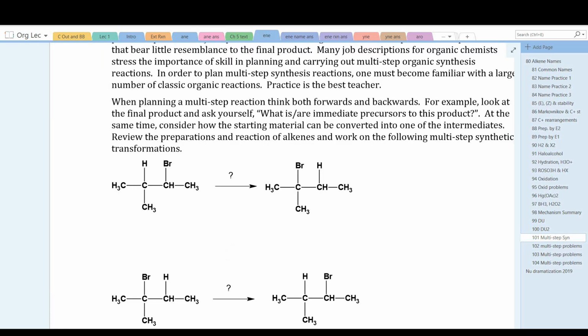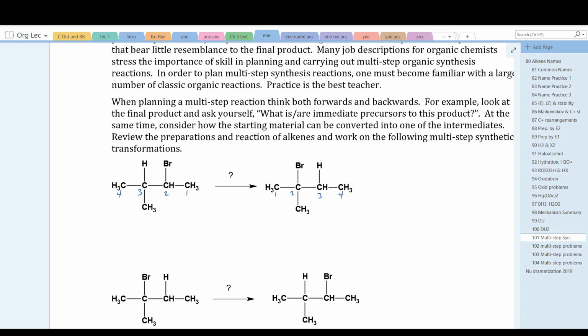In the first example, we have 2-bromo-3-methylbutane being converted to 2-bromo-2-methylbutane. Now, we didn't study any reaction that would simply move a halogen and hydrogen and exchange places. This has to be done in more than one step.